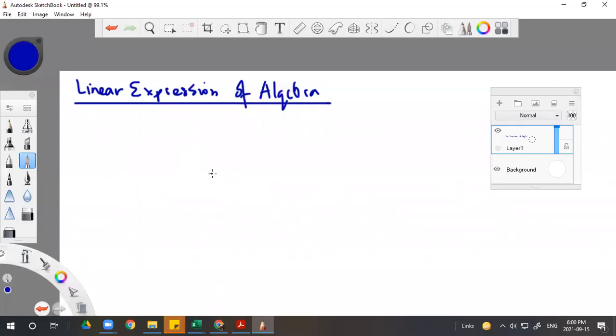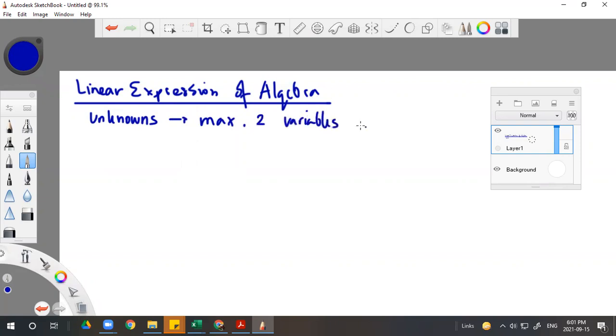Okay, now we are learning about the linear expression of algebra. So I will teach you the basics. Linear expression means you have the unknown. It can be one or two or three unknowns, but you usually use two unknowns, maximum two. Okay, it can be one or two, maximum two variables.